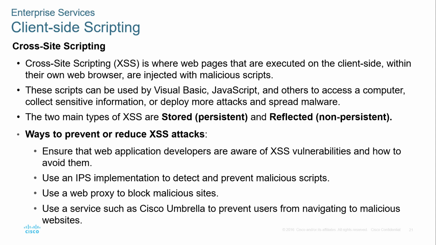How do we prevent this? Well, first of all, web application developers are aware of the vulnerabilities that XSS exists. We use the appropriate IDS and IPS implementation to detect and prevent the scripts. We can do web proxies to block malicious content. We can also do basic web filtering to filter out these types of sites. Also, we can ensure that the sites we are going to are coded appropriately following the common OWASP exploits so that they are prevented.